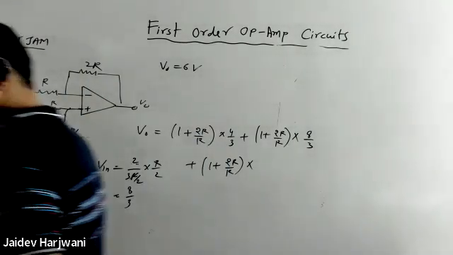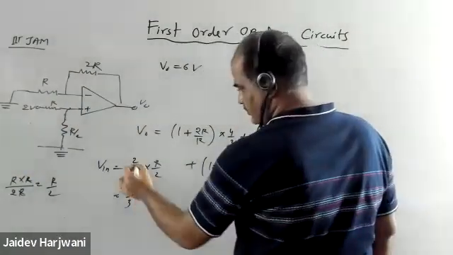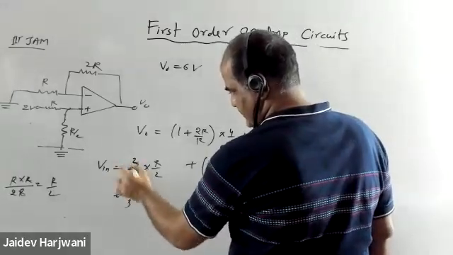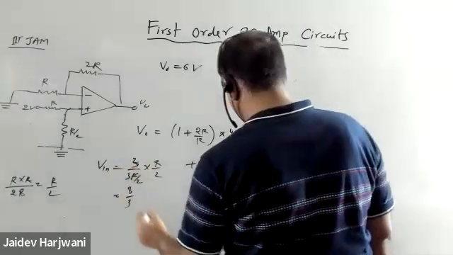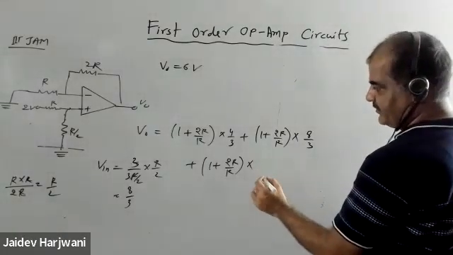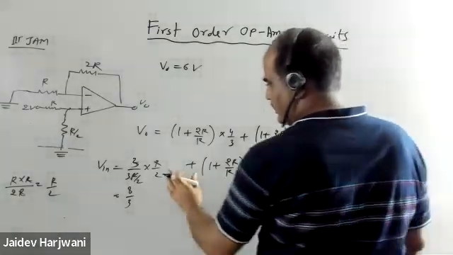Okay, so if I take 3 volts, okay, so this becomes 2 and 2, 4, 12, 12 by 3, 4. So this becomes 4 volts. Okay, now solve this one.